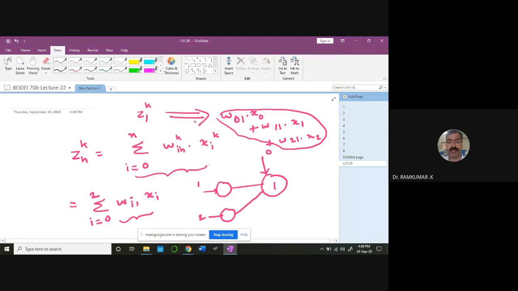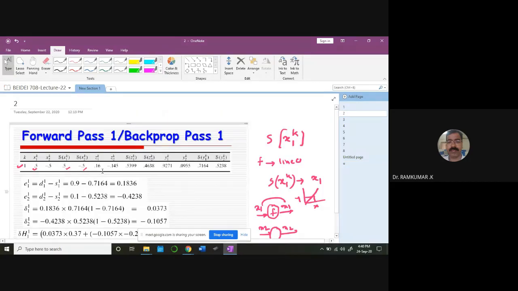So if you compute this value, what do you get? You will get some 0.16. You can plug in the values and check whether you are getting the same thing, 0.16.